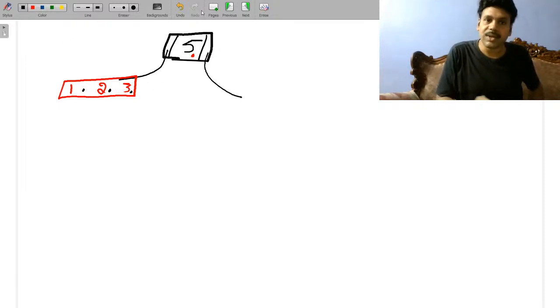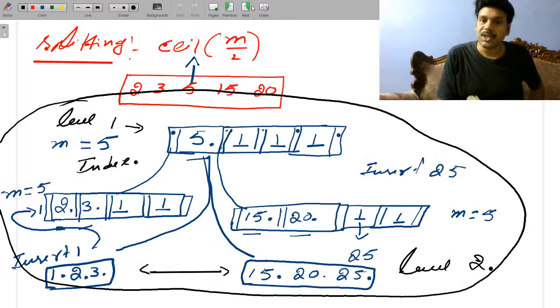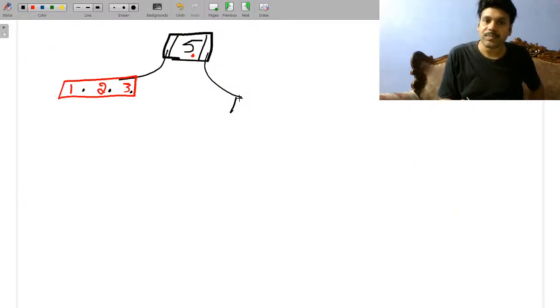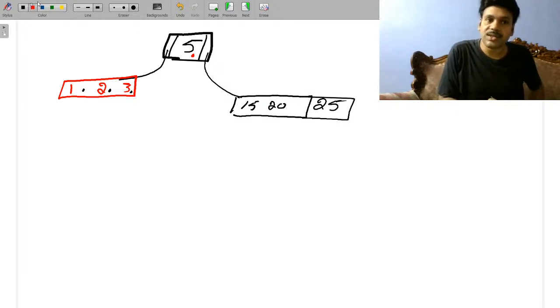And on this side you have, what is that? 15, 20, 25. So take a block here: 15 here, 20 here, 25 here. Now observe, friends, it also has record pointers. Now you see, this completely I am calling a multi-level index.